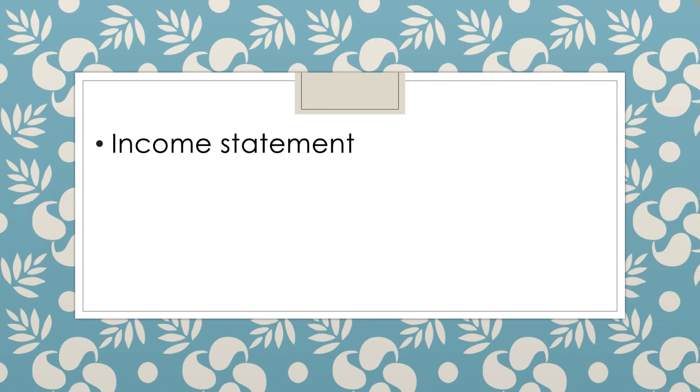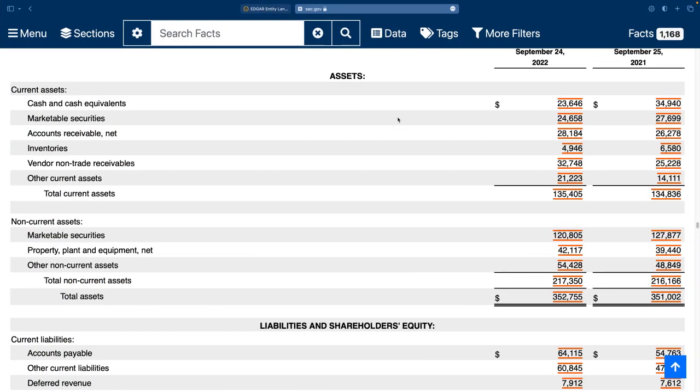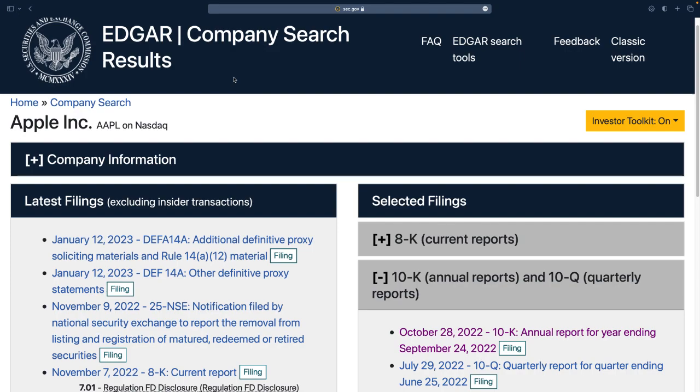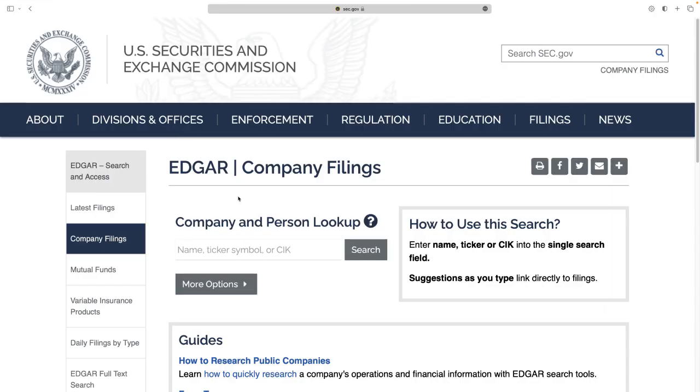Okay, so what I want you to do for your next assignment is do kind of what we just did, but we're going to do it with the income statement. So I'm going to use Costco again. So I'm just going to show you how to do this real quick. So I'm going to come here to a company search, and I'm going to search for Costco.